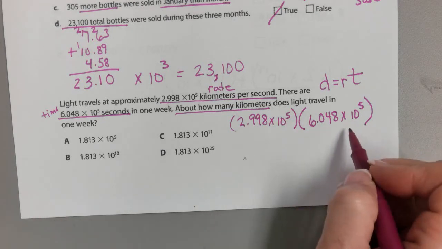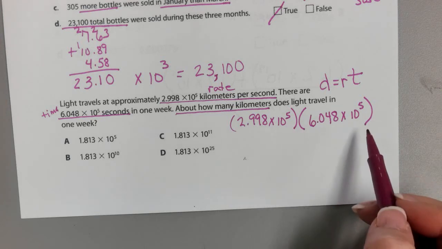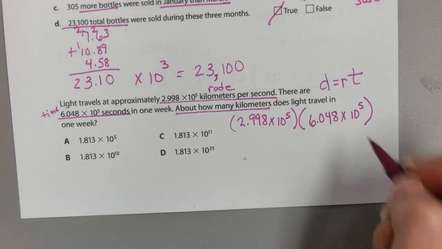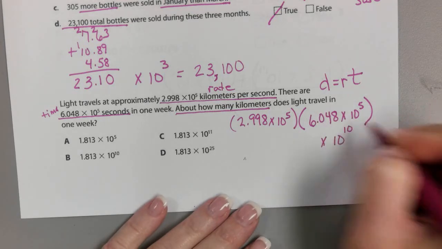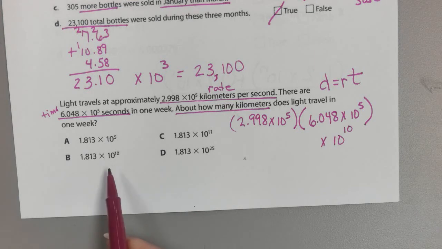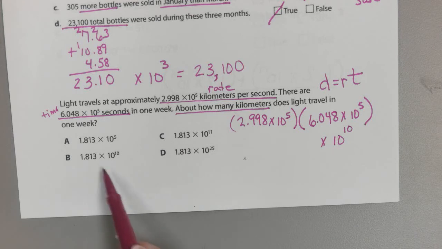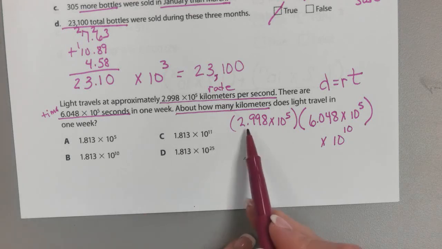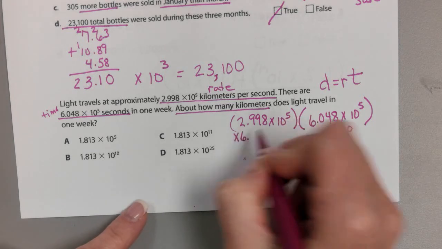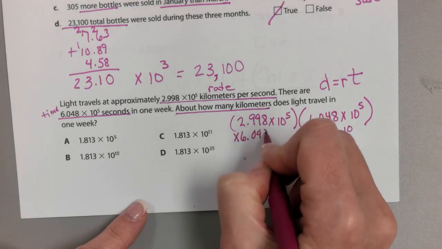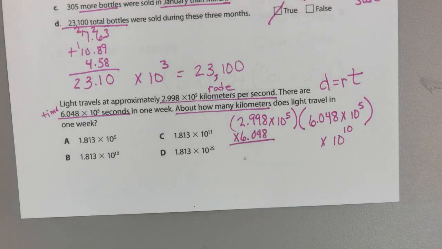All right, what do we do? Let's take care of these exponents first. What do we do when we're multiplying with the same base? We add. So right now I've got times 10 to the 10th, so that's a possibility, but there's also an 11. So I've got to check the math. I can't just assume that it's the 10. So I'm going to do 2.998, and I'm going to write it right underneath since I don't have a whole lot of room, 6.048. Okay, that's what I'm multiplying.